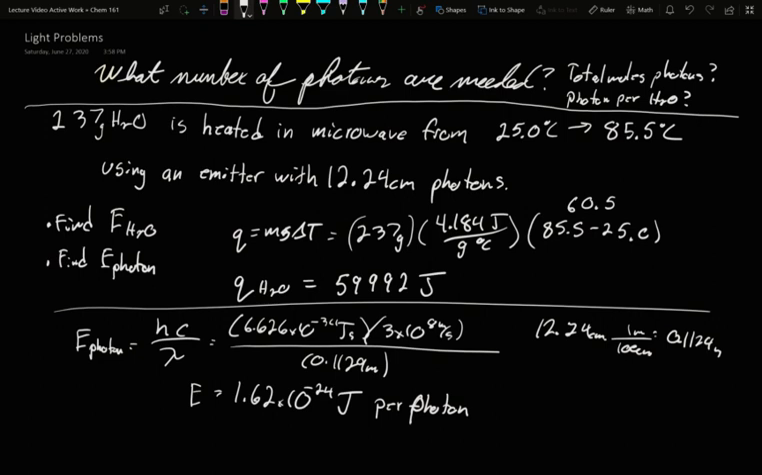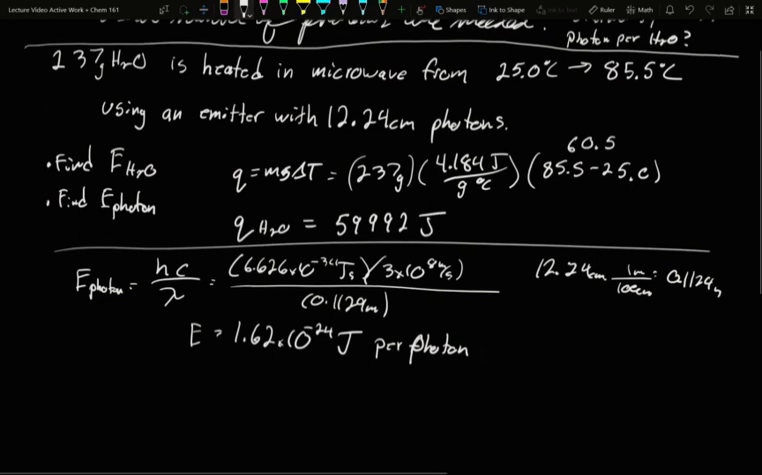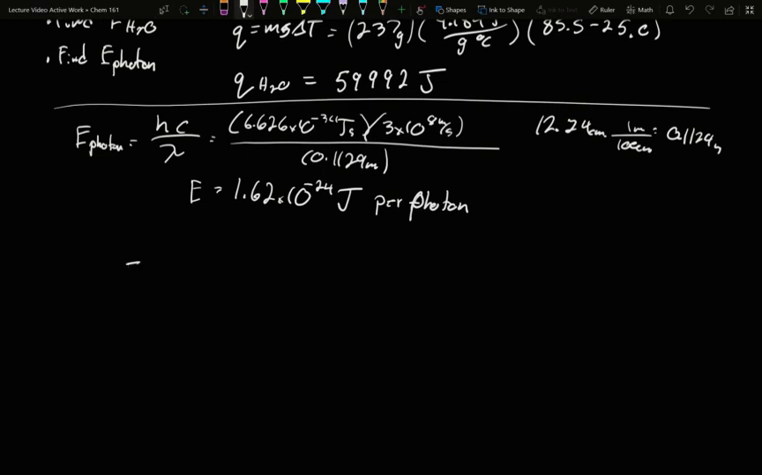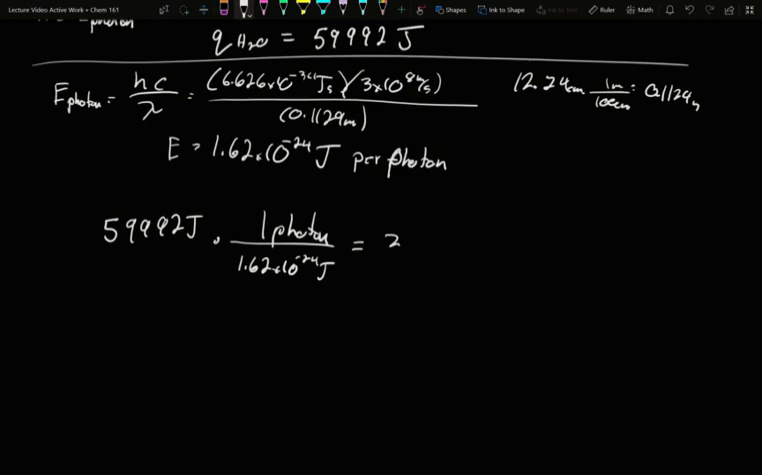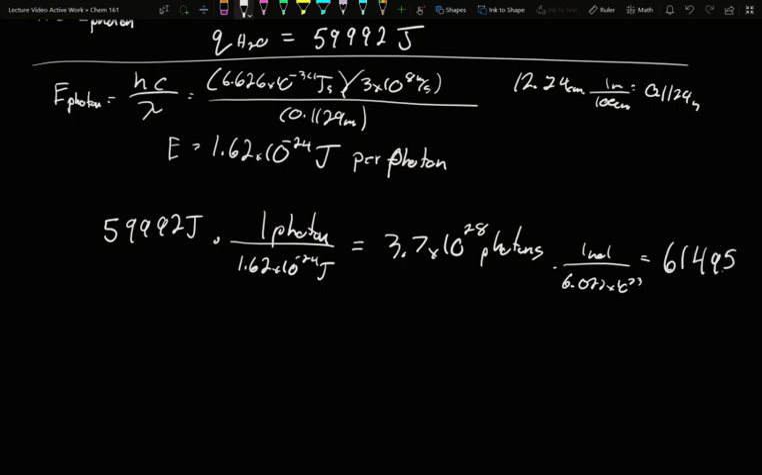I now have the total energy, and I have the energy per photon, which means I can find total photons. I know there are 59,992 joules, and there's a ratio of 1.62 times 10 negative 24 joules in every 1 photon. 3.7 times 10 to the 28 photons. If we want that in moles, there's 6.022 times 10 to the 23 things in 1 mole, which will give us 61,495 moles of photons.